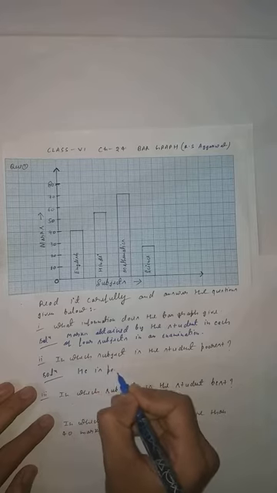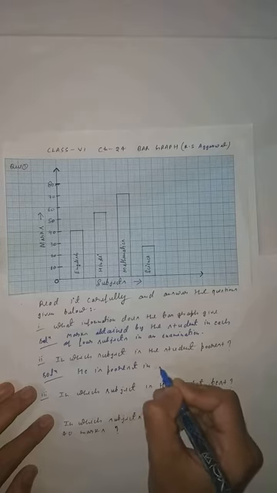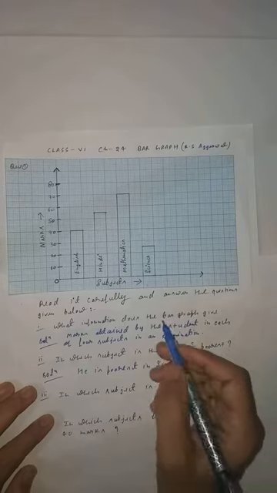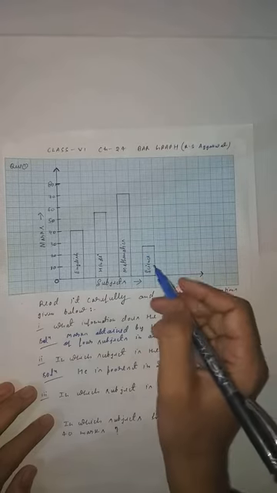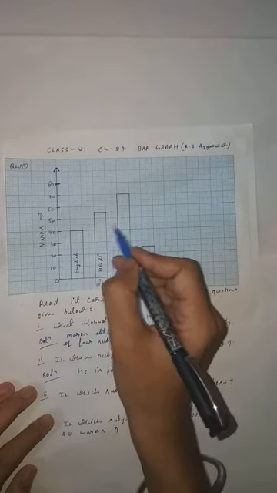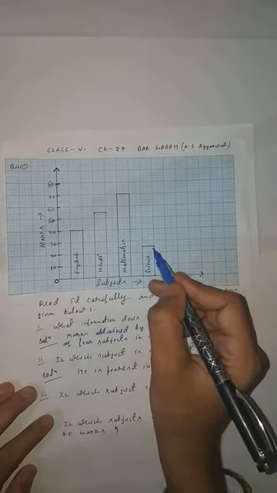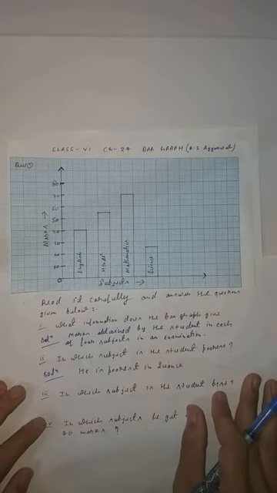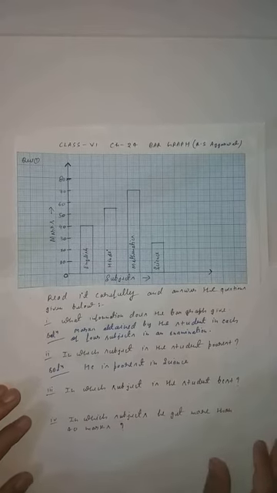So he is poorest in which subject, student? You can see clearly this is mentioned, science, because in science he got how many marks? 25. So 25 is very less. And also you can see this bar graph, this and this. These 3 bars are higher than this bar. Means the length of these 3 bars is greater than this bar. So you can see in science he got less marks. Clear students?